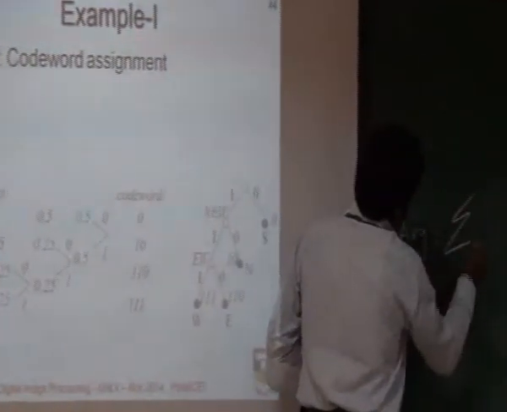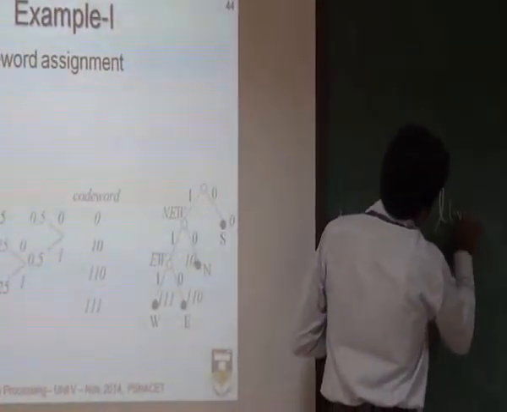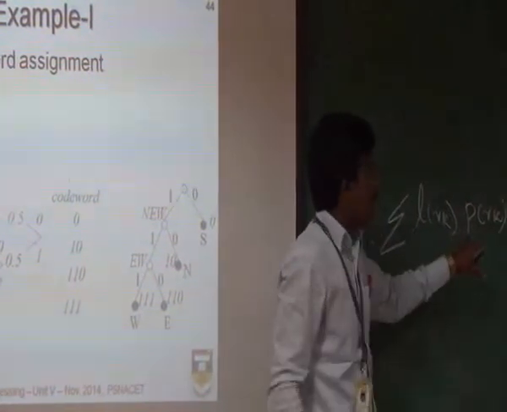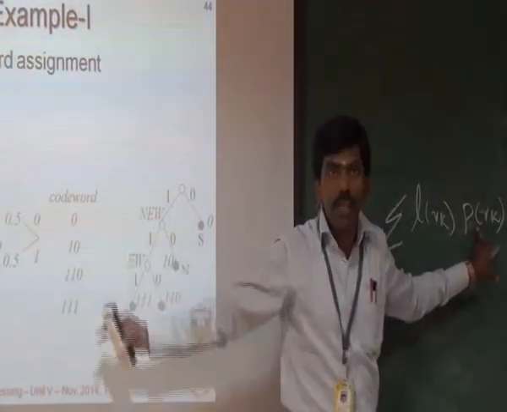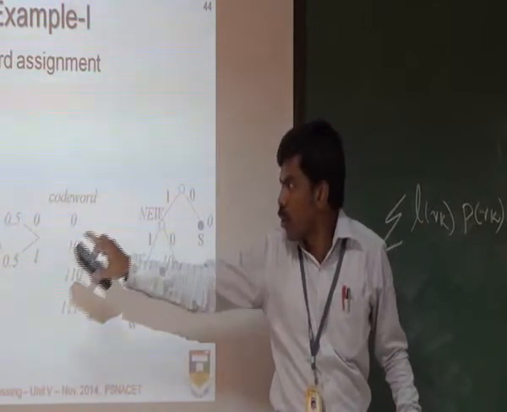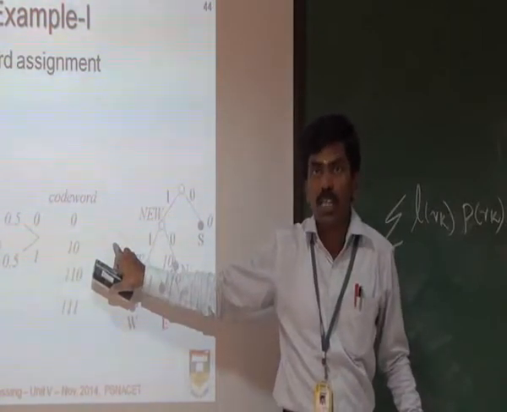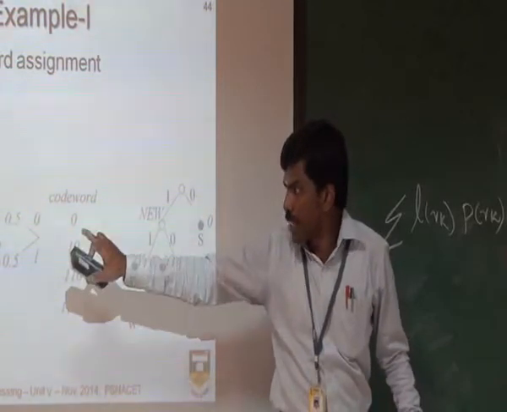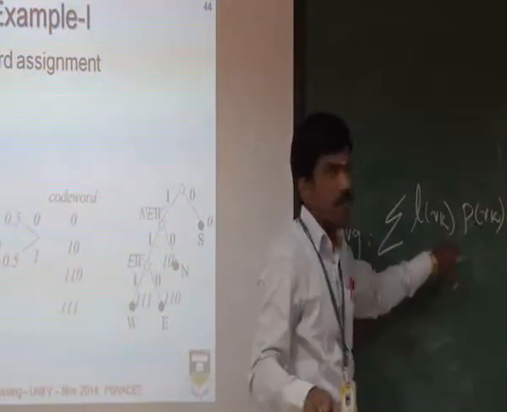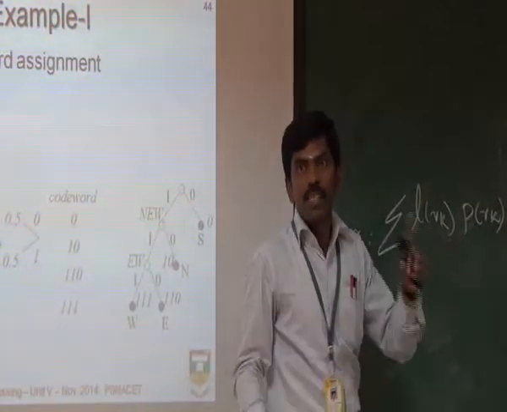We can make the summation of L(rk) times P(rk), that is nothing but the probability of gray levels. Example, 0.5 corresponding code length is 1. So 0.5 into 1 plus 0.25 into 2 plus 0.125 into 3, all the way. That is finally what we get as the L average. This is the first calculation.